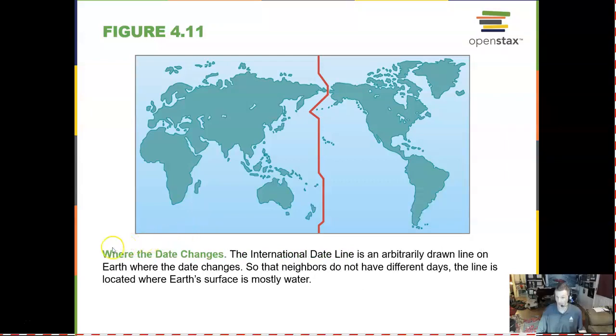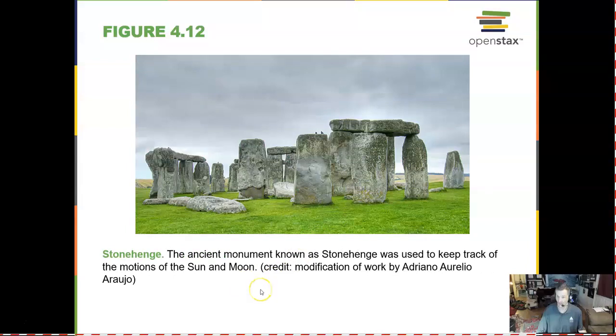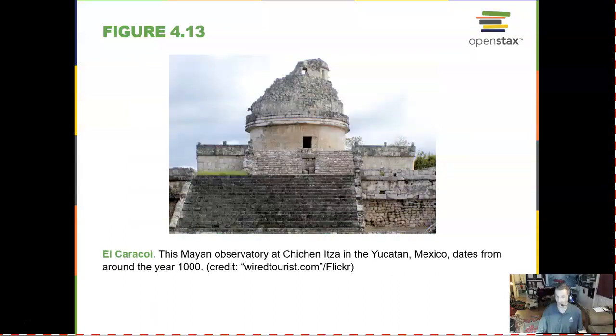The date changes at the international date line out here in the open waters. Stonehenge, a very ancient monument that was used to track the motions of the sun and moon. If you ever go to England, be sure to go to Stonehenge. This is a very old observatory in Mexico. It dates around the year 1000.